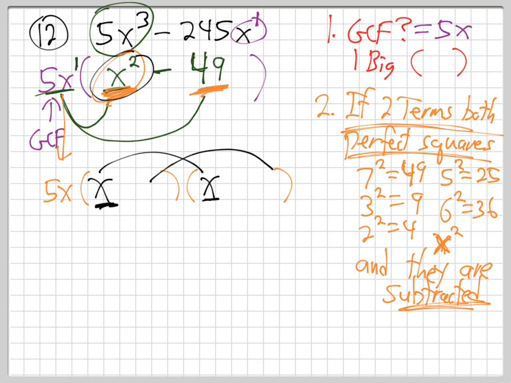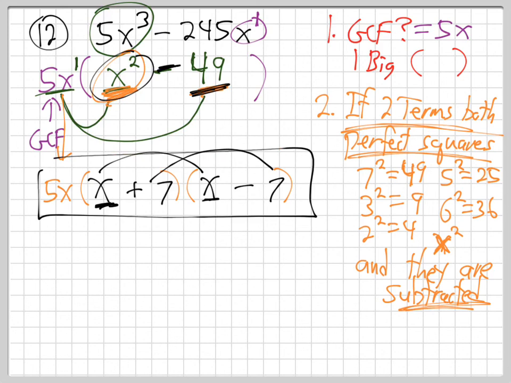And what about the back? What times what would go back to 49? It has to be the 7. And how do you get a negative? This is a negative 49, so it has to be a negative. One positive, one negative, because positive times negative makes negative. And that's it, we're done with that one. So do you see how it became the two parentheses?